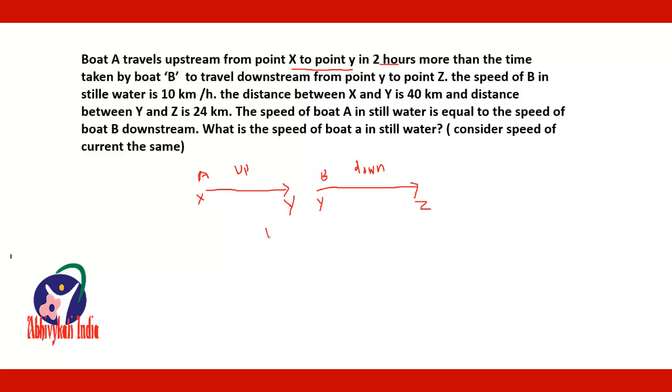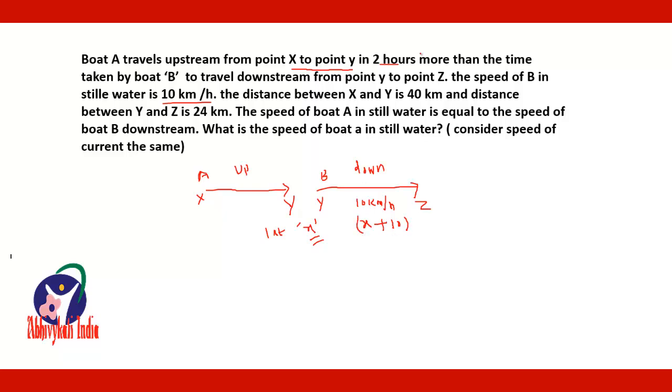Let the speed of the stream be x. The speed of B in still water is 10 km per hour. But since it is going downstream, the speed of the stream, that is x, will get added to it. So the speed of the boat downstream will be x plus 10 km per hour.